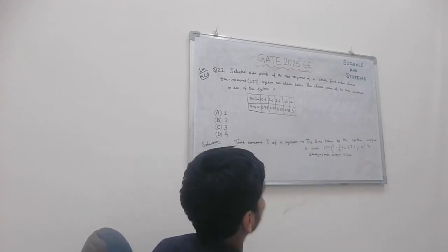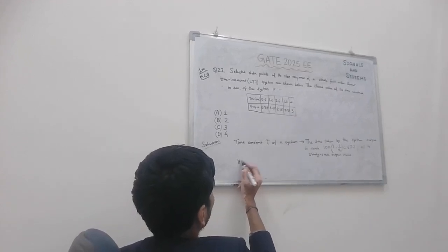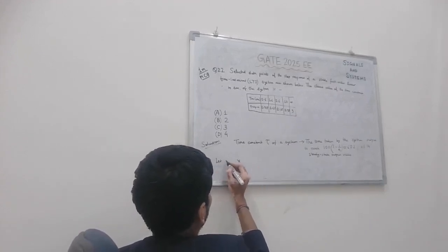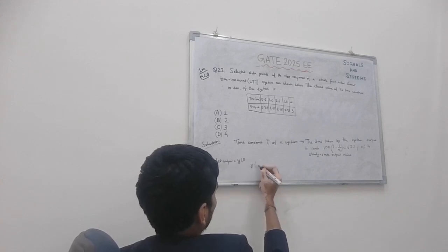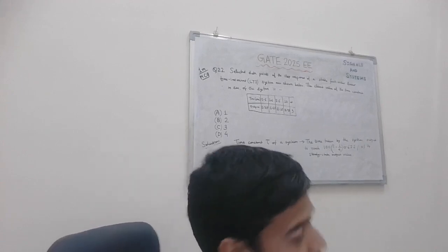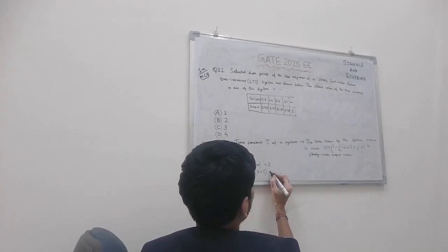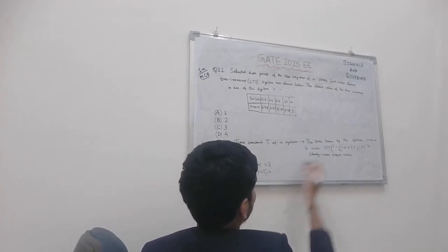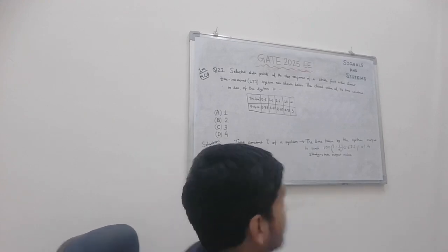What is the steady state output value here? 3. That is, let's say the output is y. So y of infinity is given as 3. The time constant will be the time t equal to tau such that the output is 63.2% of its steady state value, that is 3.